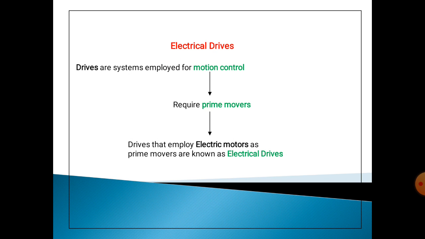Next, what is meant by electrical drives. The systems employed for motion control are called drives. A drive may employ any of the prime movers like a diesel engine, petrol engine, gas or steam turbines, steam engines, hydraulic motors and electric motors for supplying the mechanical energy for motion control. The drives employing electric motors are known as electrical drives.